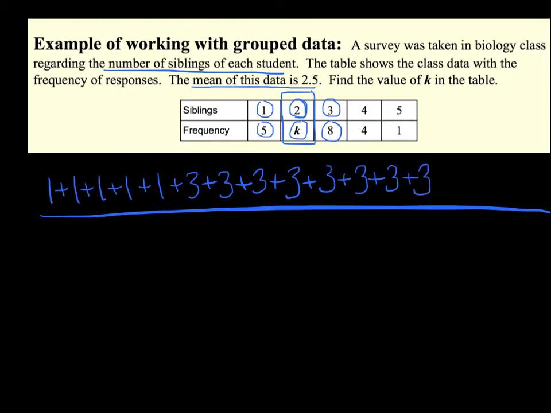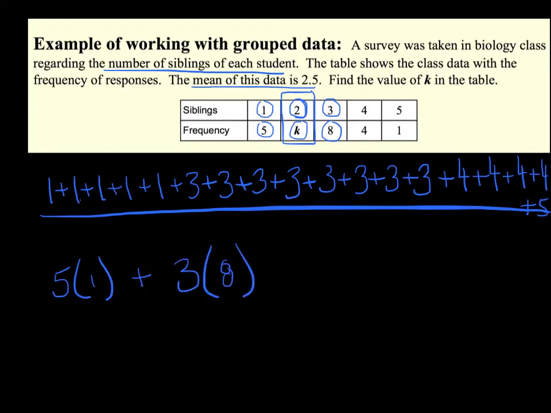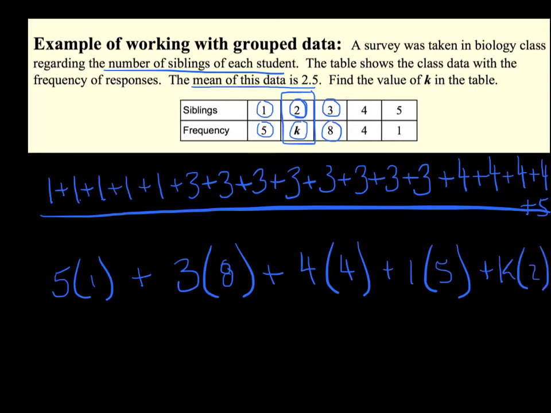And then I would add the number 4 to itself 4 times. And then I would just do 1 plus 5 and so forth. But what we're going to do is kind of shorten that up. Instead of going 1 plus 1 plus 1 plus 1 plus 1, let's just say 5 times 1 plus 3 times 8 plus 4 times 4 plus 1 times 5. And then last but not least, let's say K times 2.